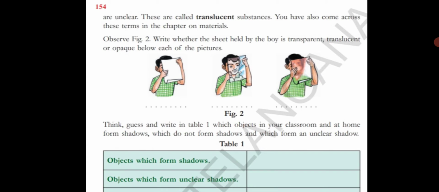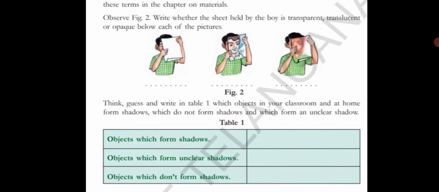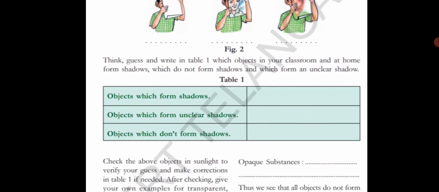Observe figure 2. Write whether the sheet held by the boy is transparent, translucent, or opaque below each of the pictures. First is opaque, second transparent, third translucent. Think, and write in table 1 which objects in your classroom and at home form shadows, which do not form shadows, and which form an unclear shadow.